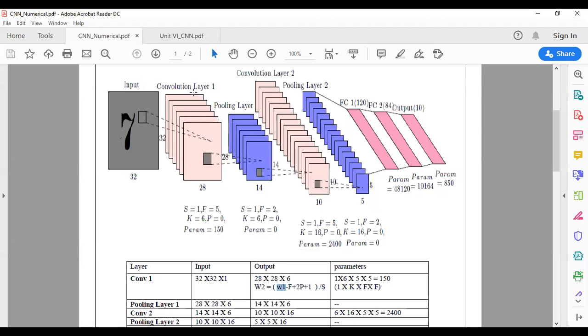So how many parameters will you have? You will have 5 into 5 into 6. Each filter is 5 by 5. You have 6 such filters, and these 6 filters will be operated on one layer. Input image, what is the dimension? 32 into 32 into 1. So it is 1D. So how many parameters will I need here? 1, which is the depth of the input image, plus 6 filters, each of dimension 5 by 5. So in the first layer, the parameters that I get is 150.